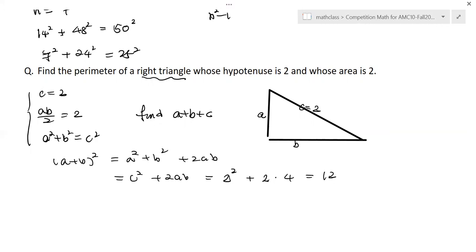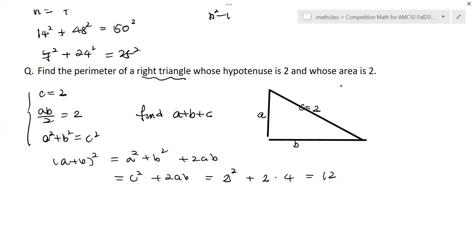Okay, so now if you're given a right triangle, there's always a hidden equation, which is called the Pythagorean theorem, right? You label all the sides A, B, C, and you write down what is given. You're given two pieces of information. Hypotenuse equals 2, so C equals 2. Area is equal to 2, so A times B should be equal to 4. Then the hidden equation is A squared plus B squared equals C squared.